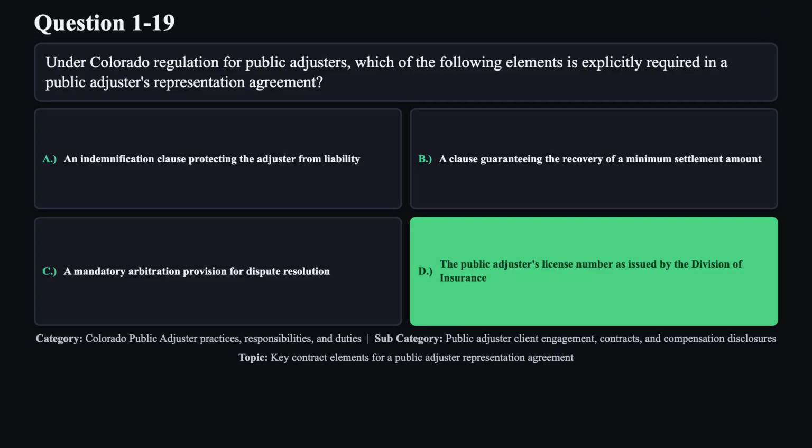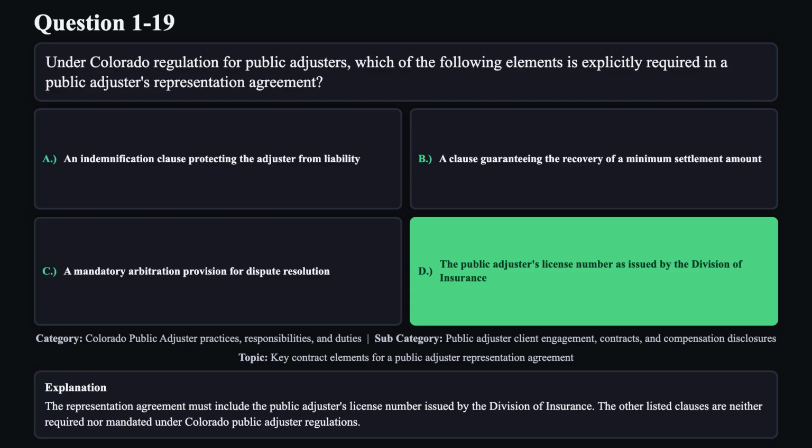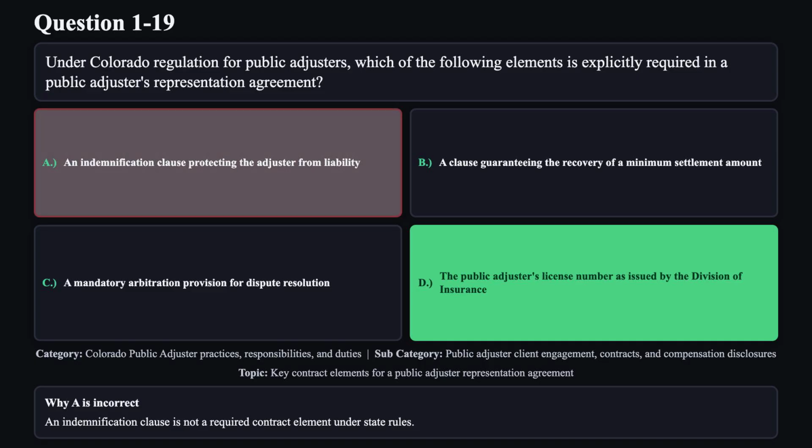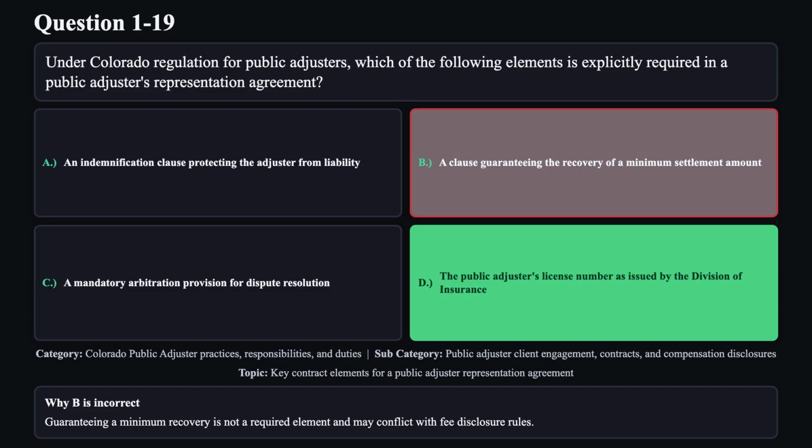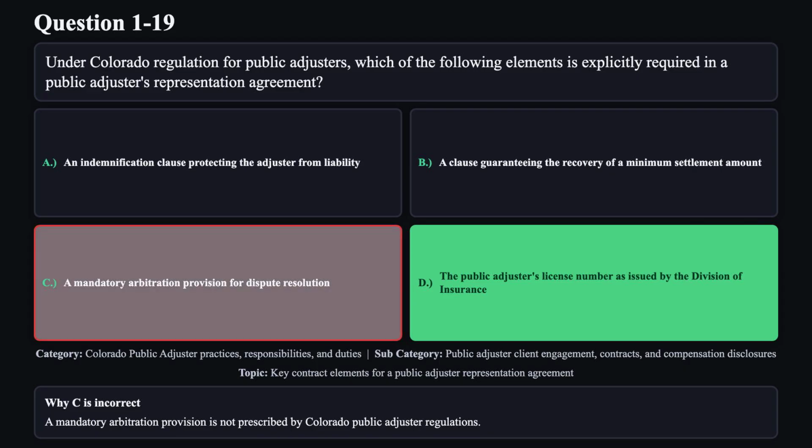The correct answer is D. The representation agreement must include the public adjuster's license number issued by the Division of Insurance. The other listed clauses are neither required nor mandated under Colorado public adjuster regulations. Reason A is not correct. An indemnification clause is not a required contract element under state rules. Reason B is not correct. Guaranteeing a minimum recovery is not a required element and may conflict with fee disclosure rules. Reason C is not correct. A mandatory arbitration provision is not prescribed by Colorado public adjuster regulations.